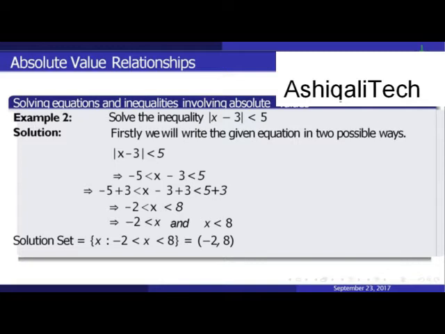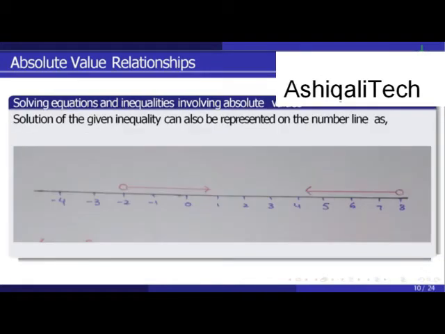So our solution set will be equal to x such that minus 2 is less than x is less than 8. So we will get the open interval starting from minus 2 up till 8. So both sides are open. Now we represent this on the real number line.